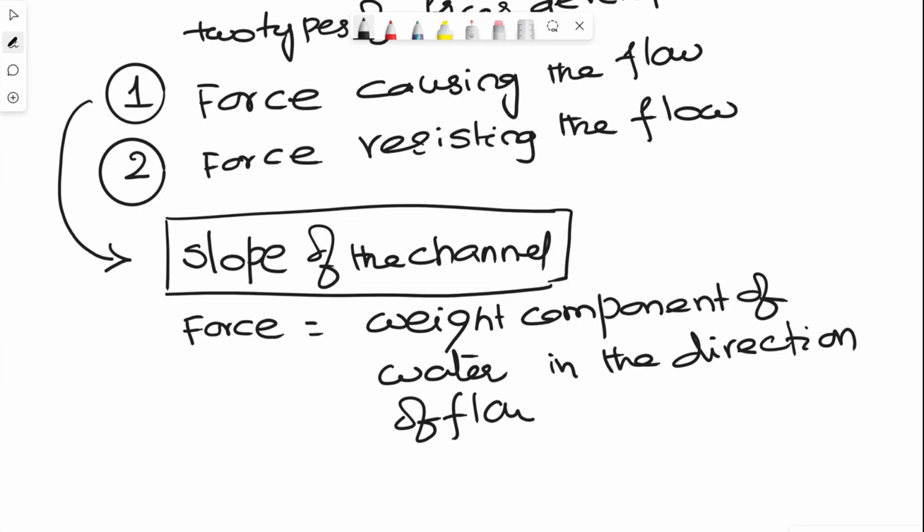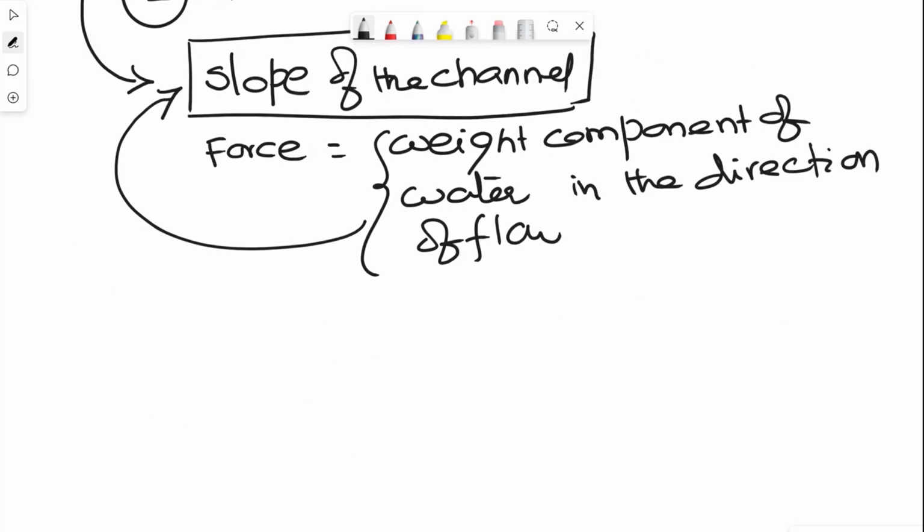And this is how it has come. This has come because of this; otherwise, without this, it won't be there. So this is mainly responsible for the flow. The force causing the flow is this. This is the force causing flow. Right?